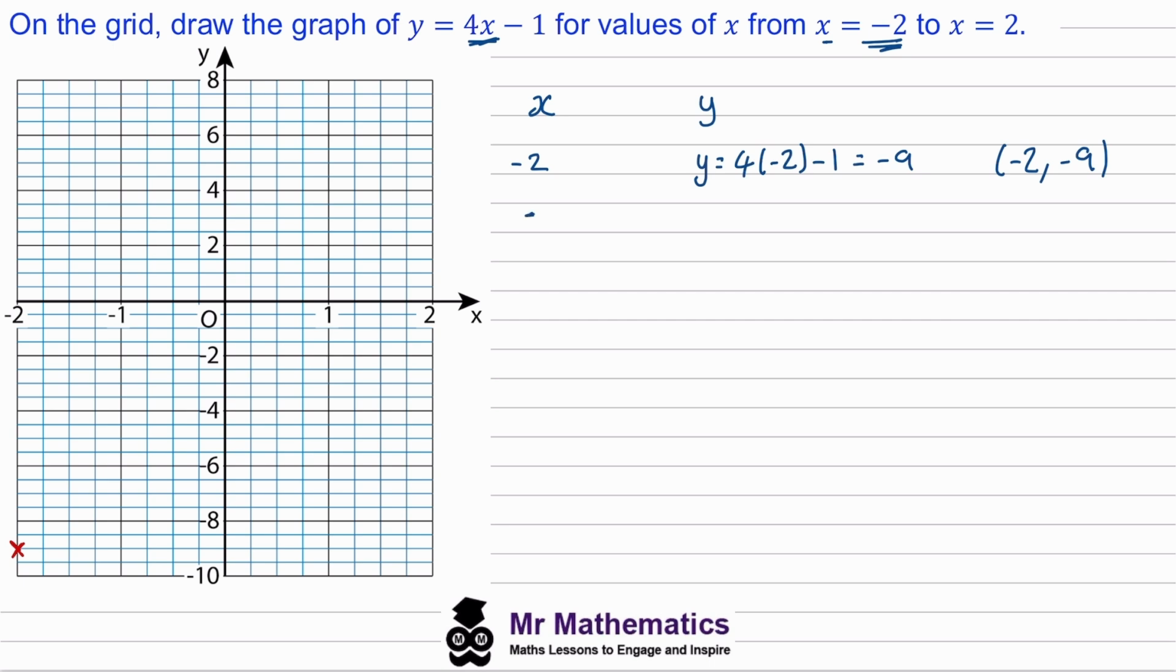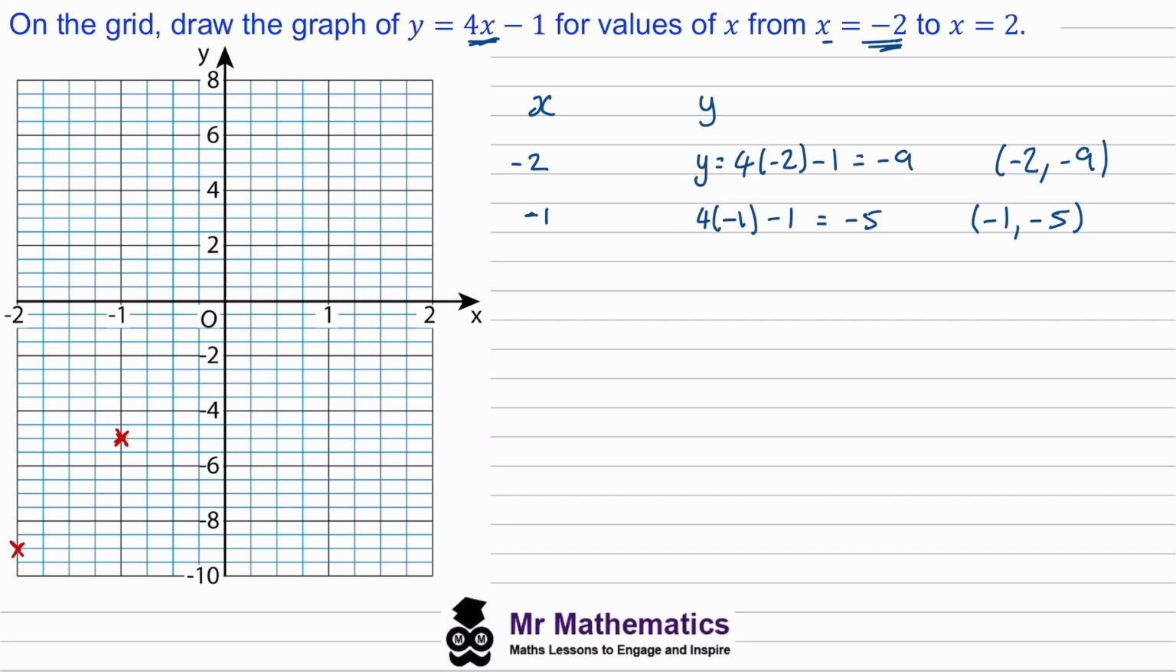And then when x is -1, y will be 4 lots of the -1, substituting that into here, take away the 1, and we get -4 take away the 1. This will give us -5. So our coordinate pair is our x value and then our y value. So we can plot this on the grid as -1 and -5, so that will go here.